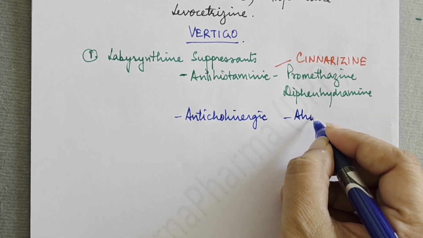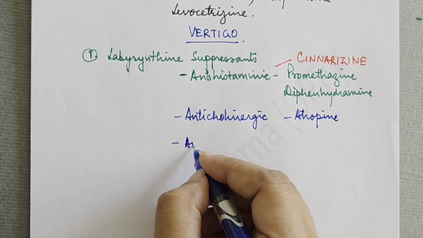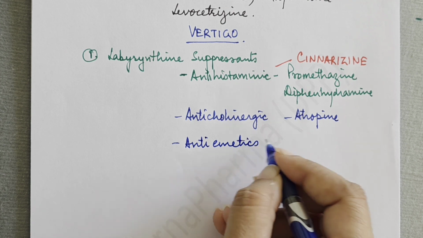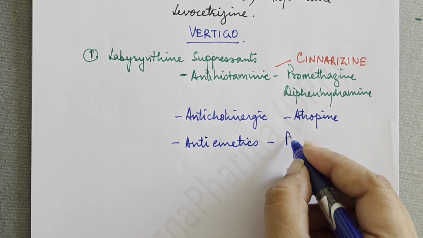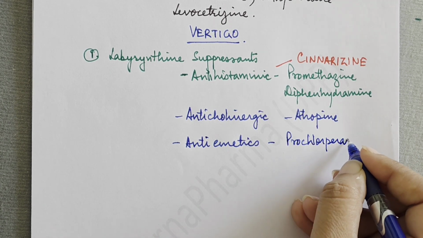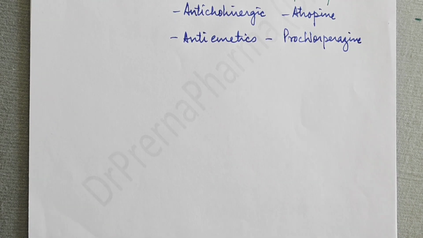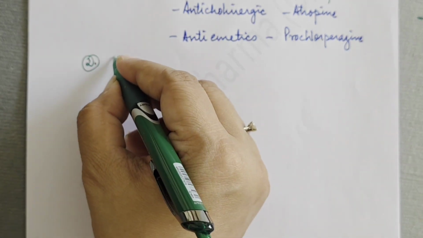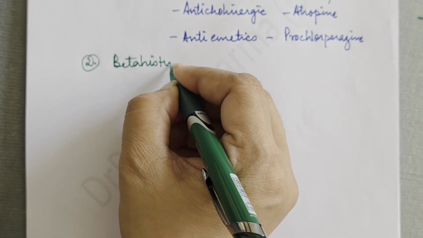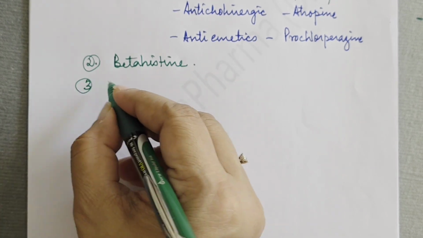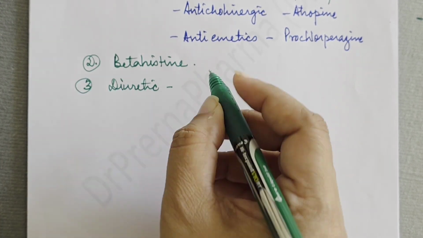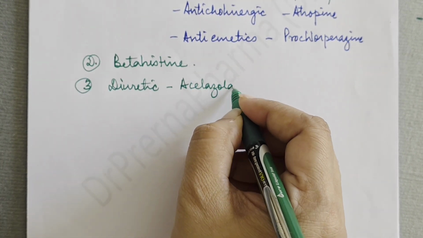In anticholinergics we have atropine, which can be used. Then we have antiemetics, because with vertigo the patient has nausea and vomiting also, so that is prochlorperazine. The second vertigo suppressant is betahistine, under the name Vertin. It is very commonly used. Then to reduce the labyrinthine pressure we can use diuretics like acetazolamide.